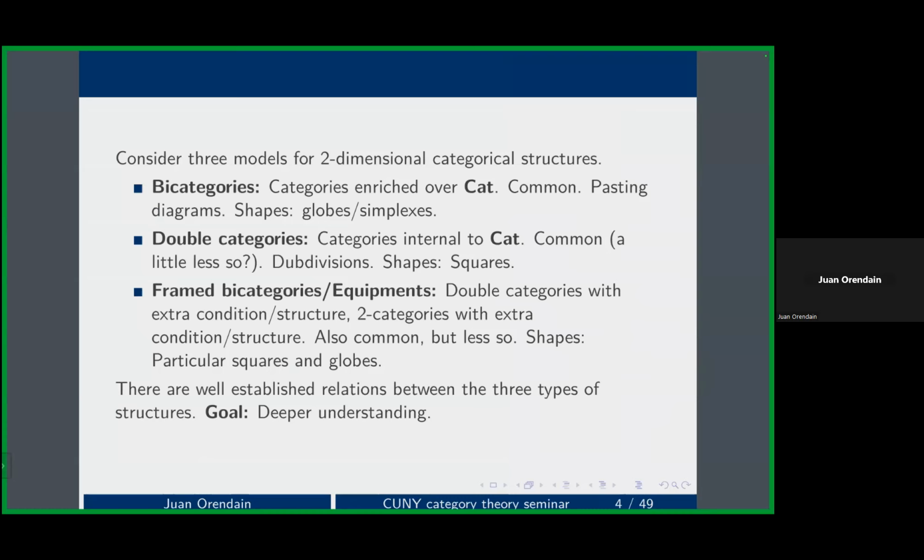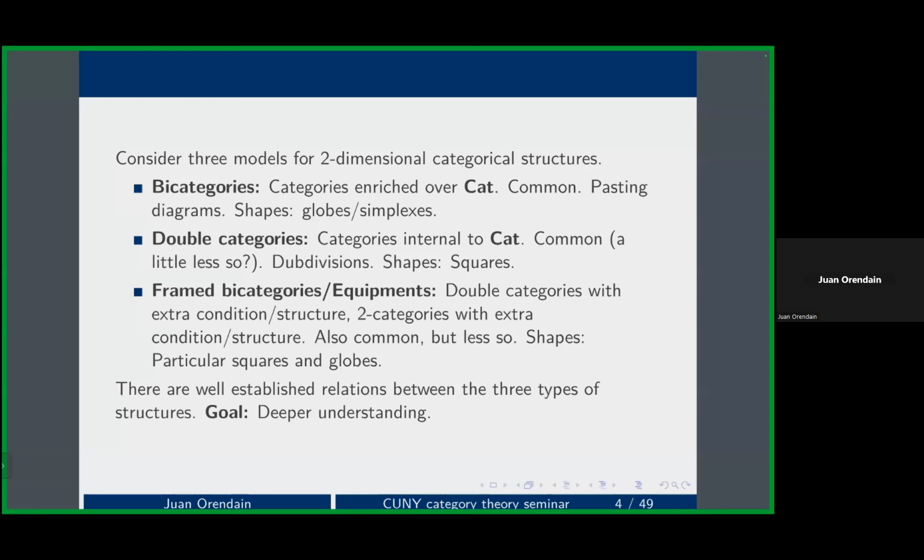And so, as I was saying, the shapes of two cells are particular squares and globes. So very much in between the two structures. There are very well established relations between the three types of structures. Bicategories can be thought of as special types of double categories, and double categories can be made into bicategories. You can horizontalize them. I'll explain this a little bit more in a minute. This is very well understood, and it has a very nice structure. Frame bicategories, same thing. Bicategories, you can think of them as frame bicategories, and frame bicategories, you can always squeeze or squash them into bicategories.